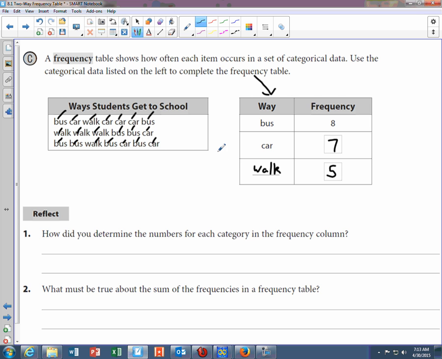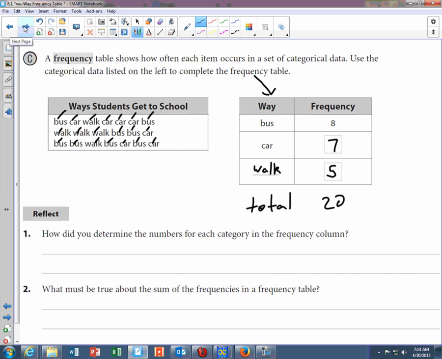Now your book doesn't talk about this, but there's a way to double check that I'm pretty sure I got these right. 8 and 7 is 15. 15 and 5 is a total of 20. Well, let's see if there was actually 20 people surveyed. 1, 2, 3, 4, 5, 6, 7, 8, 9, 10, 11, 12, 13, 14, 15, 16, 17, 18, 19, 20. I got the right total. I think I included everybody. Okay? Oh, I kind of answered these questions for you. Why don't you write some answers down below in the reflect right now?